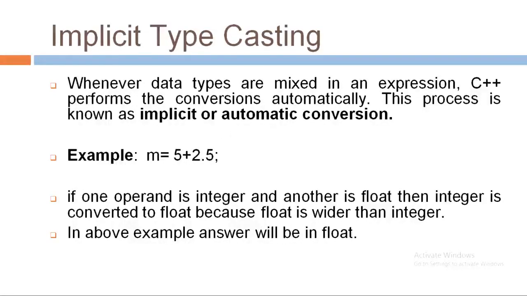That means, as we can see in the example, m is equal to 5 plus 2.5. Here one operand is an integer value and the other operand is a floating point value. So the conversion of the output will be done automatically. That means 5 plus 2.5 is 7.5. Why? Because floating point numbers have higher precedence over integers. So the implicit type conversion will be done automatically.